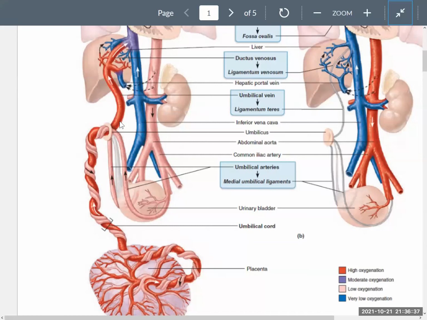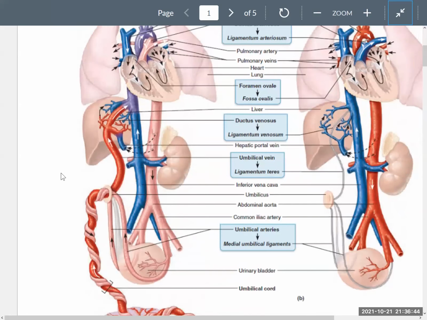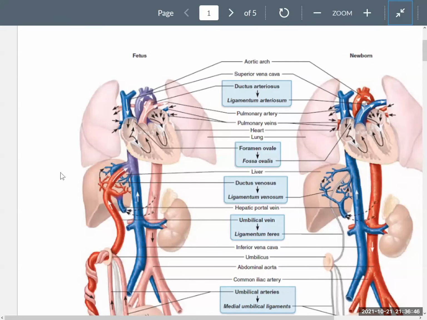And the blood is coming first to the liver, almost like it does in the hepatic portal system coming from the small intestine in the adult. But really, the liver is too small. The liver is too small to detoxify the blood coming in. It's not ready. It's not developed enough yet.